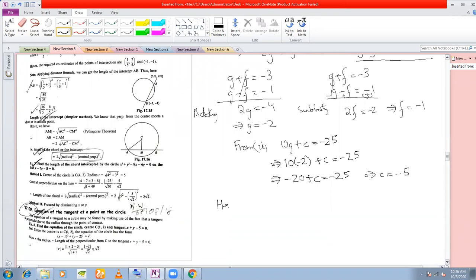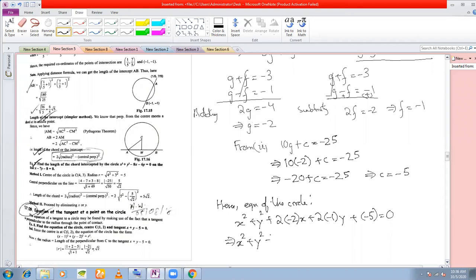Hence, what is the equation of the circle? x square plus y square plus 2gx plus 2fy plus c is equal to 0. This is the equation of the circle. Okay, so this was an important problem. So I stop here for today.